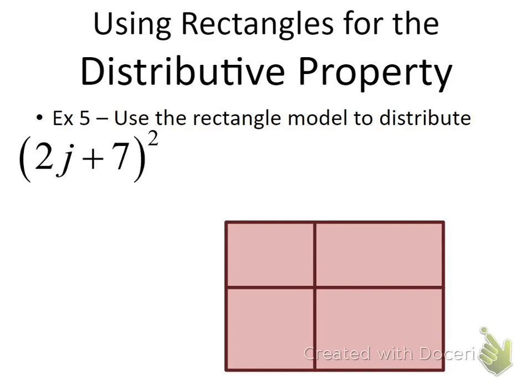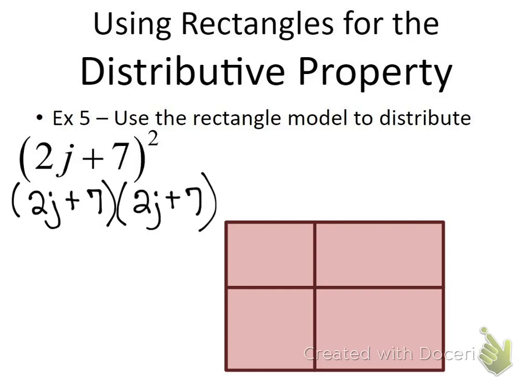Twice. So that would basically look like 2j plus 7 times 2j plus 7. So to the second power just means I'm taking 2j plus 7 times itself twice. There it is once, there it is twice. So basically I'm taking a binomial times a binomial. Okay? So we don't keep the square. The square drops out once we rewrite it.